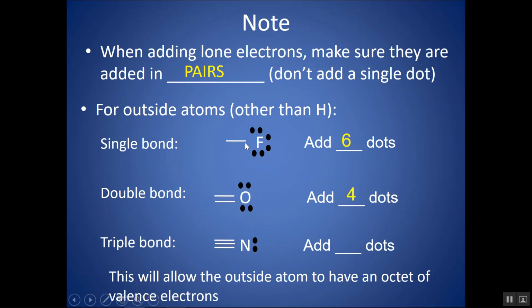Fluorine should own 7, and here it does own 1 in this bond. 2, 3, 4, 5, 6, 7. Oxygen should own 6, and it does own 6.